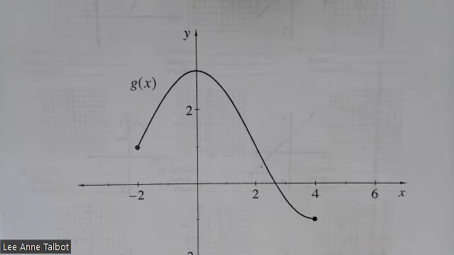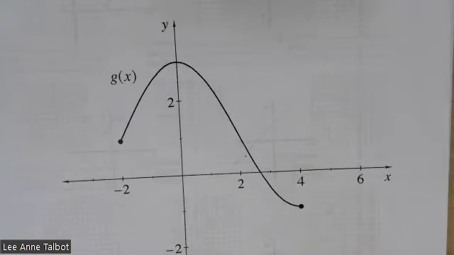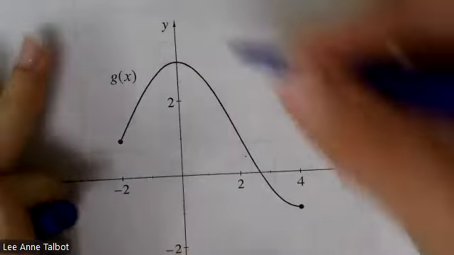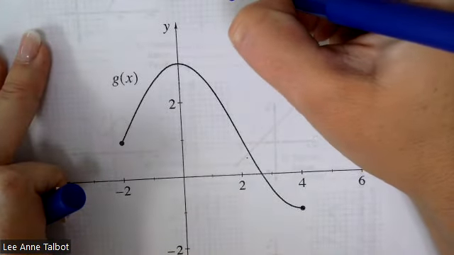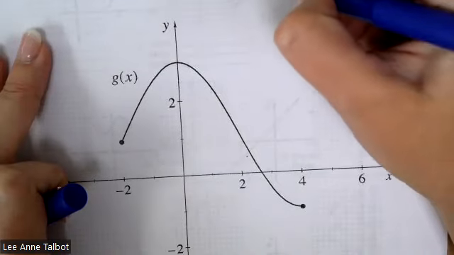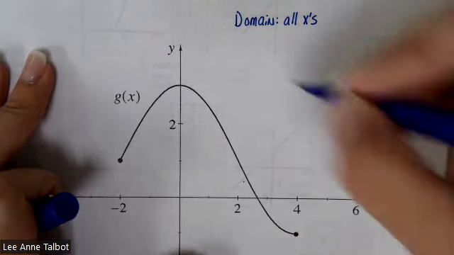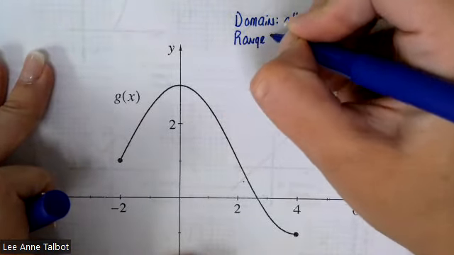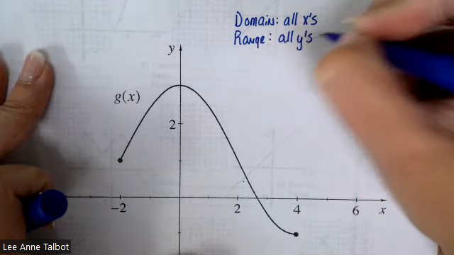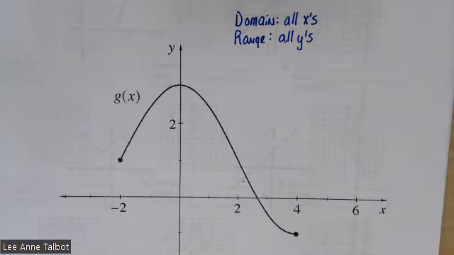What I want to do is show you how to find the domain on a graph. So we just talked about it from a function machine, but I want to be able to find it on a graph. I'm also going to teach you how to find the range. So we're going to write ourselves a little note up here. Domain is all x's. Range is all y's. These are 2 new vocabulary words for you. Domain is x's. Range is y's.